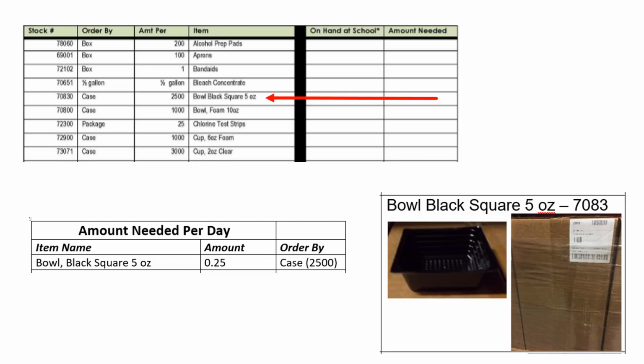To determine how many bowls you need to order, you need to look at your supply order cheat sheet. In this example, this school uses 0.25 cases every day. Therefore, if they were ordering for 5 days, to determine how many cases of black bowls to order, take 0.25 times 5 days, which would be 1.25. 1.25 cases of black bowls are needed for 5 days worth of menus. Keep in mind that you need more black bowls on queso or jalapeno cheese sauce menu days.